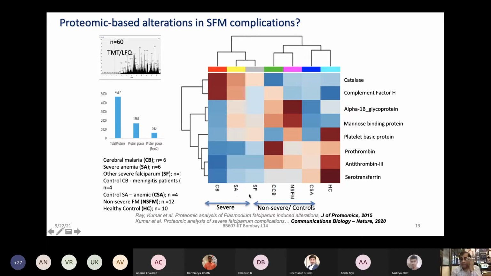So, and then we also looked at the respective control groups, because if you're comparing the cerebral malaria with healthy control, that may not be the ideal control. So we tried to look at the control from the meningitis patients. Those samples can be an ideal control for cerebral malaria. Likewise, when we are looking at severe anemia, people who are already anemic but not because of malaria could be a better control for investigating the severe anemia problem caused by malaria.